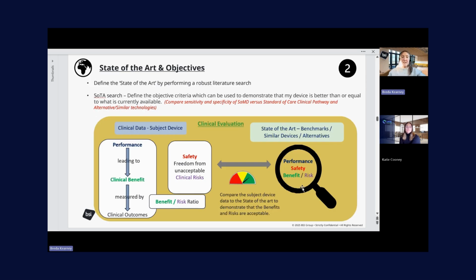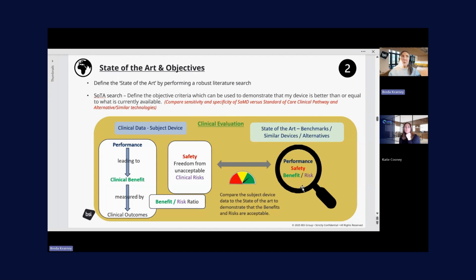So the state of the art is probably one of the most critical parts of your whole clinical evaluation. Essentially, you're looking at the clinical landscape and you need to identify where your device fits. Where does it sit? What's the clinical condition this device is intended for? What are the alternative treatment options? If you didn't have my software, what would the clinical care pathway look like? If I take my software out, what's the alternative?